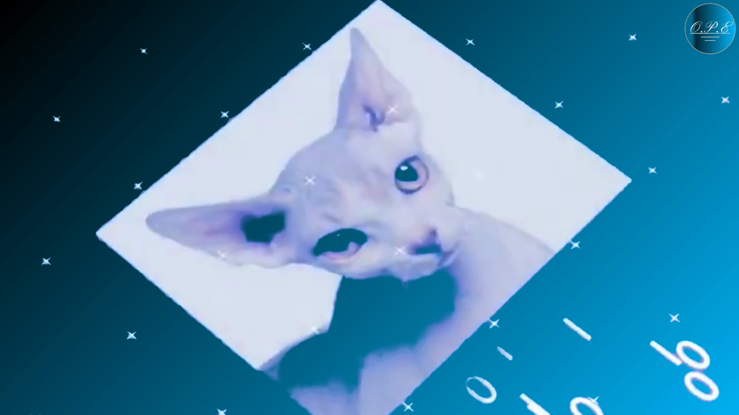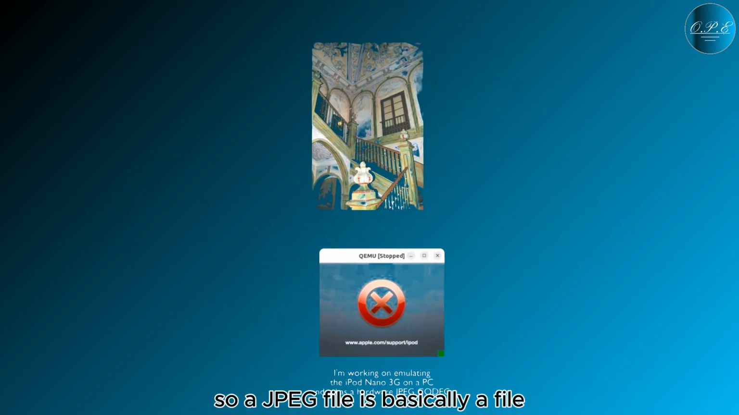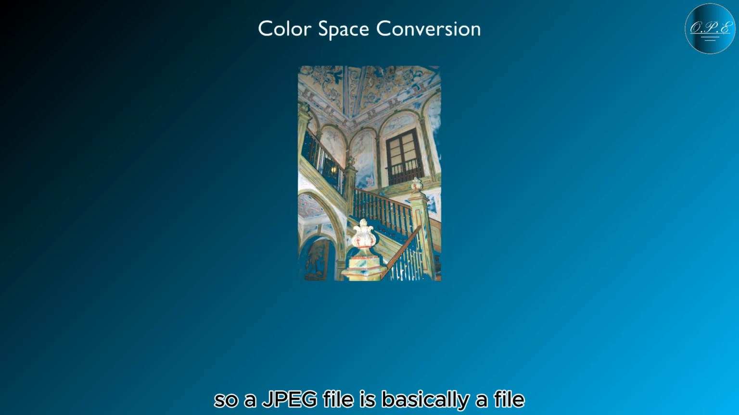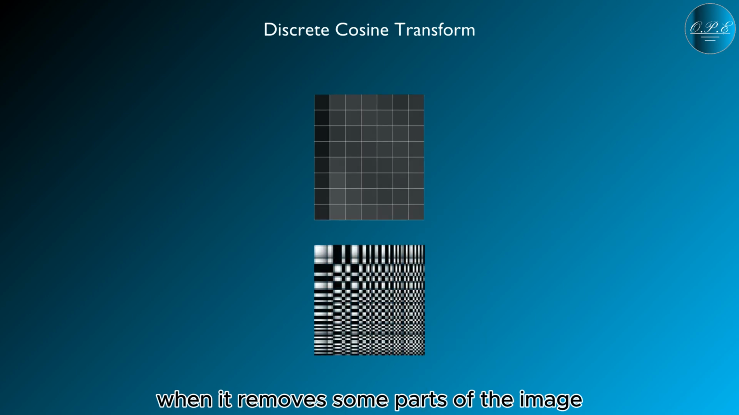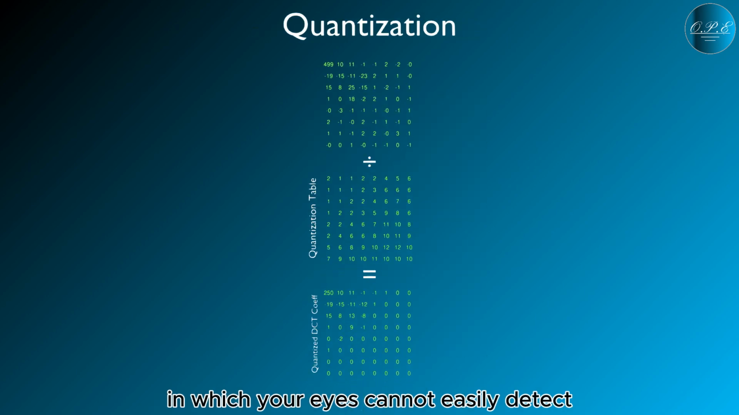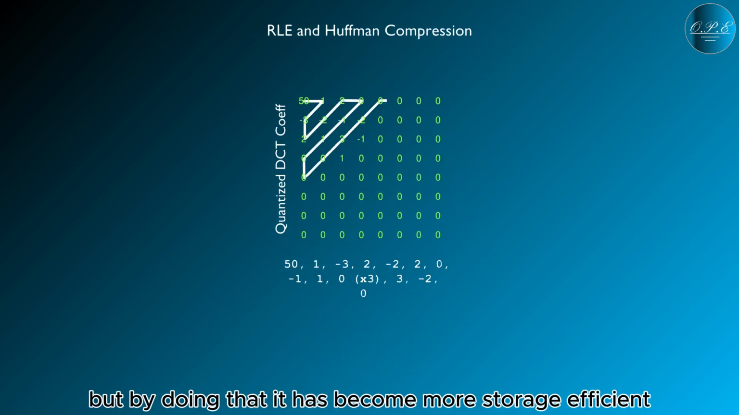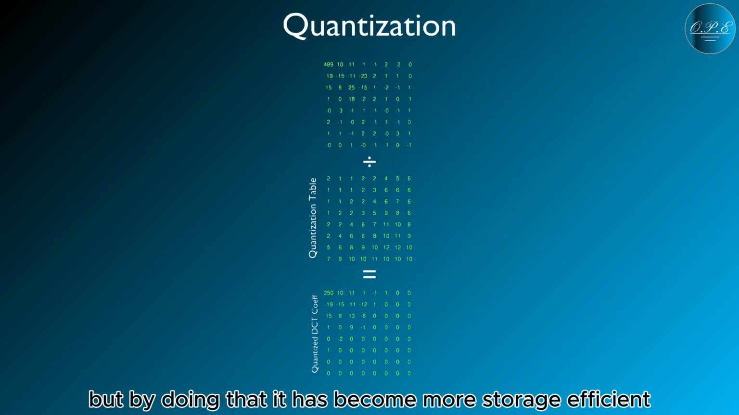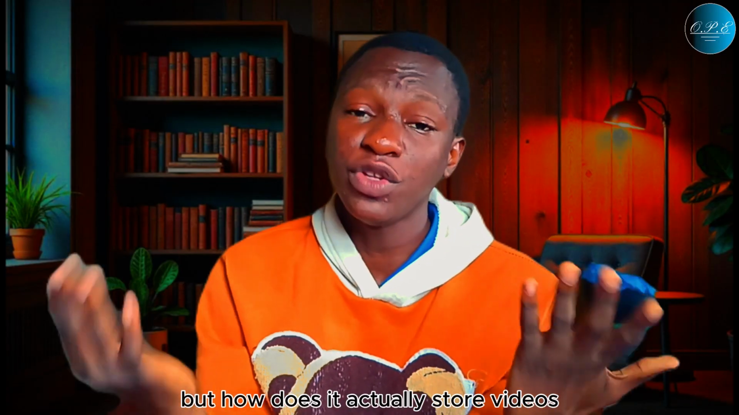I believe we all know what JPEG is. So what's a JPEG file? A JPEG file is basically a file that your computer creates when it removes some parts of the image which your eyes cannot easily detect, so it keeps the image in decent quality. But by doing that, it has become more storage efficient. So okay, but how does it actually store videos?